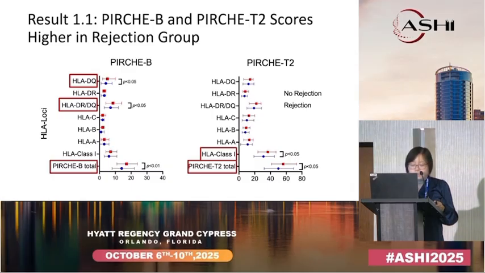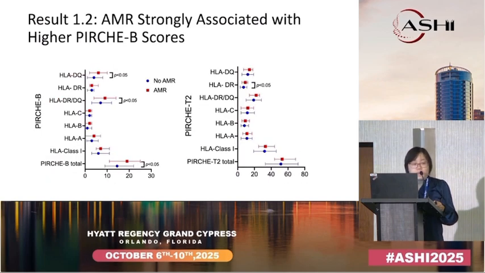So this result supports the idea that these algorithms are not just statistical tools, but actually reflect the underlying immunology. So secondly, we found antibody-mediated rejection is strongly associated with higher PIRCHE-B scores.